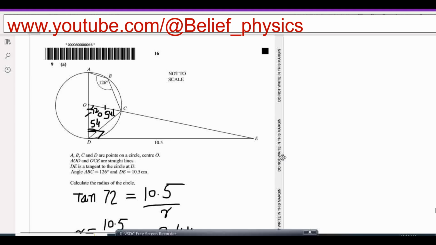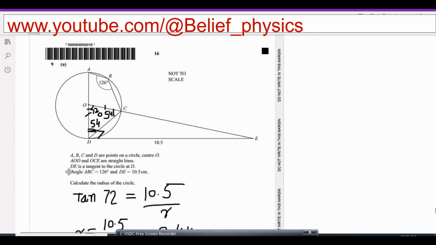OCE are straight lines. ED is also a straight line. This is the diameter. If we find that D is a tangent, now this is a tangent and this is the radius. The angle between radius and tangent is 90 degrees.